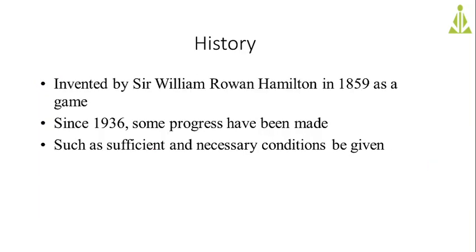It was invented by Sir William Rowan Hamilton in 1859 as a game. Since 1936, some progress has been made, and sufficient and necessary conditions have been given. So this is a small history of the Hamilton cycle. It was developed by William Rowan Hamilton in 1859, and until 1936 there was no progress. After that it progressed, and the sufficient and necessary conditions were given.